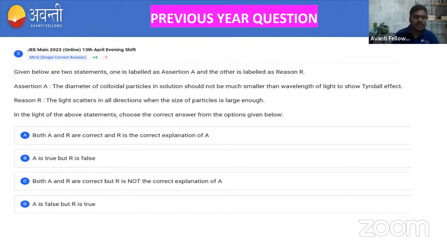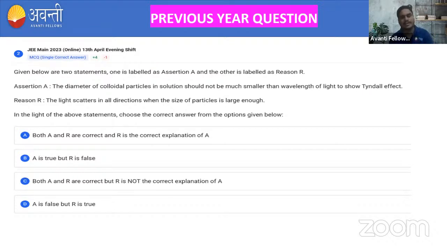This question came in the 2023 JEE Main examination. Given below are two statements: one is labeled as assertion A and the other as reason R. Assertion A: the diameter of the colloidal particle in the solution should not be much smaller than the wavelength of the light to show the Tyndall effect. Reason R: the light scatters in all directions when the size of the particle is large enough. Out of this, you need to identify which option is correct and which is not correct.